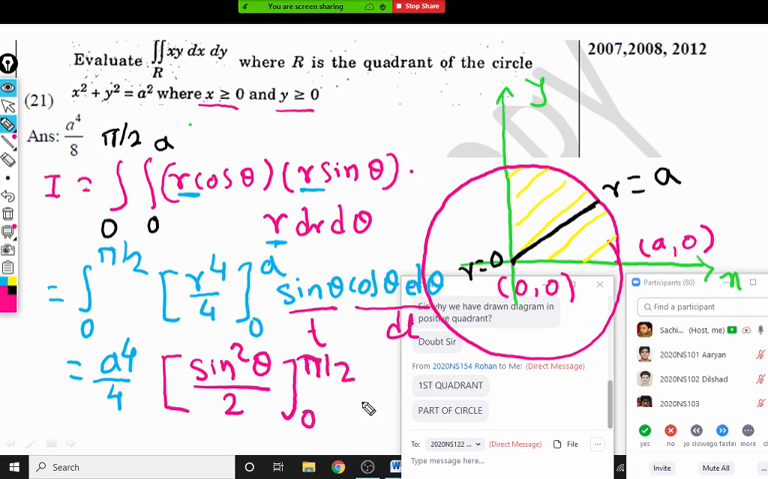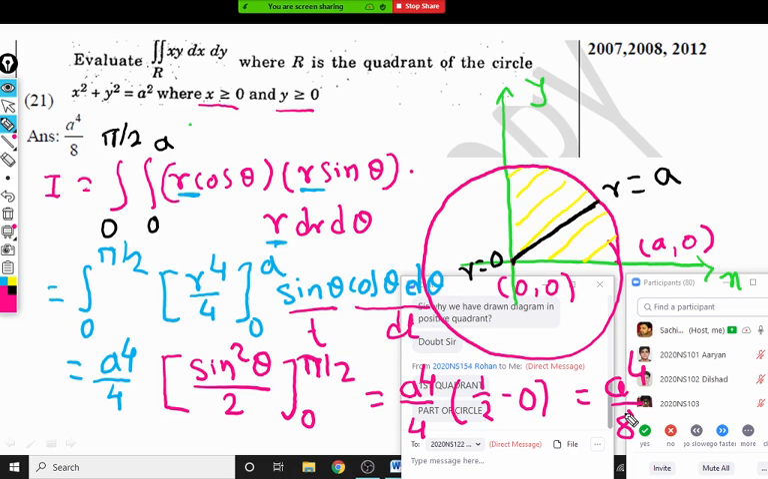Now if I replace the upper limit, what is sine pi by 2? 1. And sine 0? 0. That's 1. So we got the answer a raised to 4 by 8. That is the end of the question. A raised to 4 by 8 is the answer. If any doubt is there, you can ask.